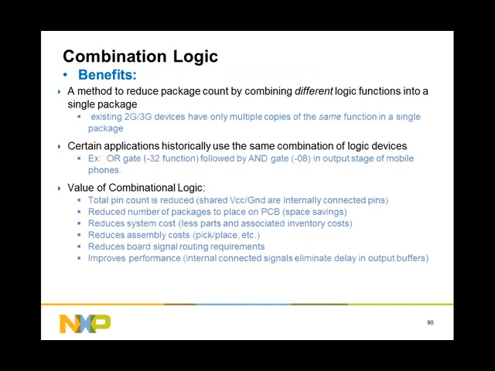So combination logic is a method to reduce the package count on your PCB. And you can use existing 2G or 3G gate devices. It also reduces the pin count on the PCB. It reduces the number of packages you need on the PCB. It reduces system costs, assembly costs, etc.